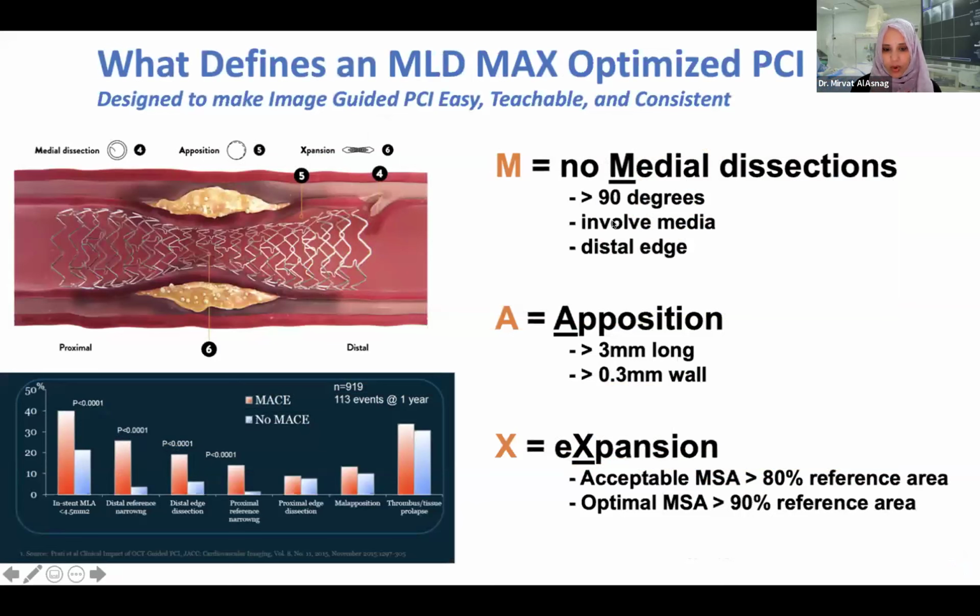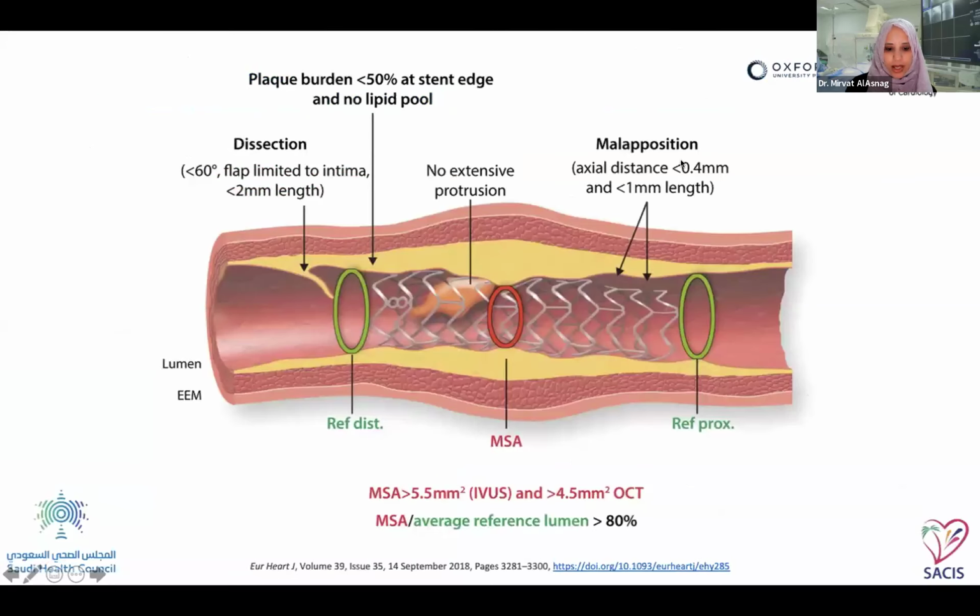Again, remember, more than 90 degrees involves the media and distal edge. This is the M, apposition. Remember the rule of 3, and then expansion. Ideally, you want to be more than 90%. And we did talk about in the very first episode that it is related to major adverse cardiovascular events. This is the European document that's available online, and it gives you the references for all of these that you can look at.